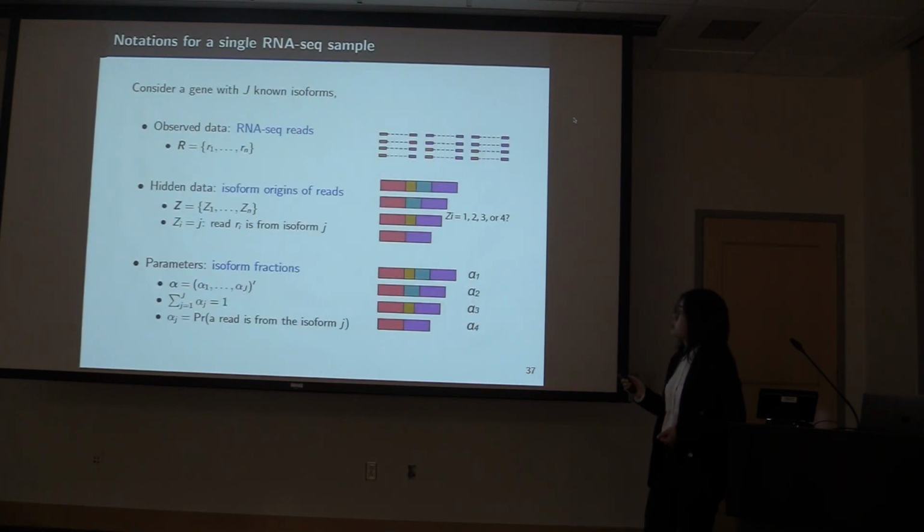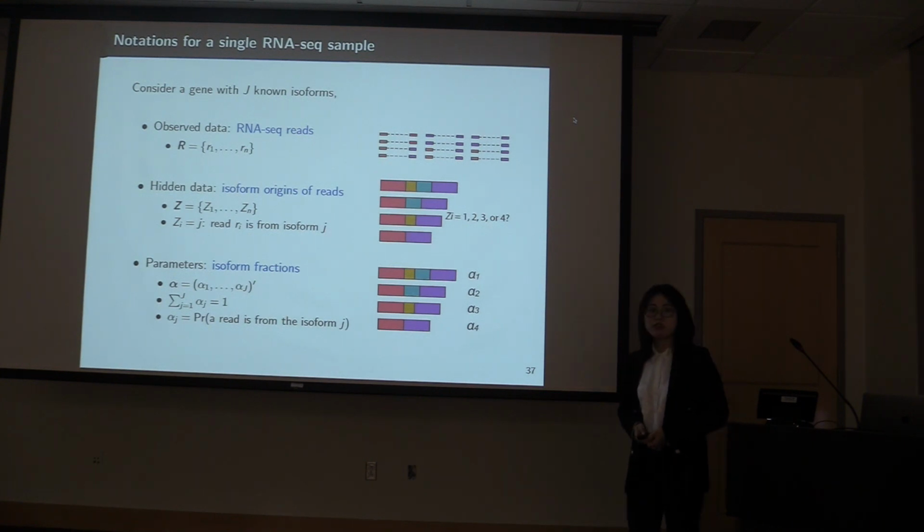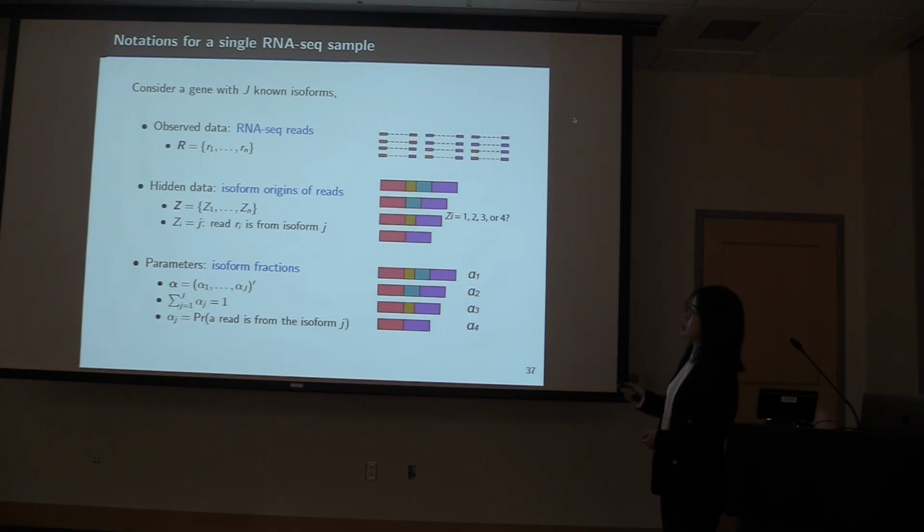In order to introduce the MIS-IQ model, let me quickly review the notations for a single RNA-seq sample. Suppose we consider a gene with J known isoforms. Our observed data are RNA-seq reads, which are denoted as R1 to Rn. The isoformal regions of these reads are denoted as Z1 to Zn, and the isoform fractions are denoted as alpha_j's, and they sum up to 1.